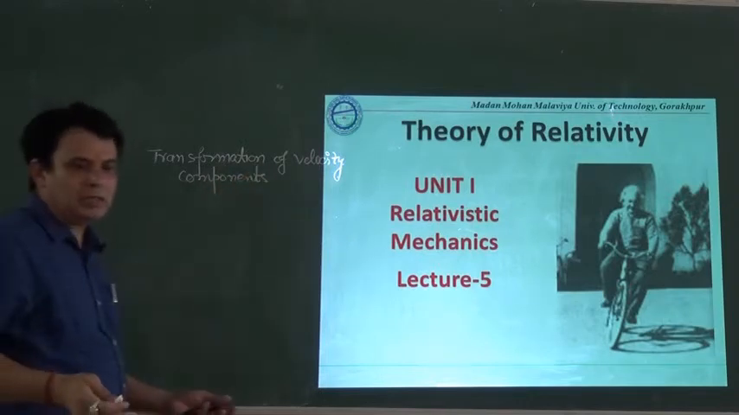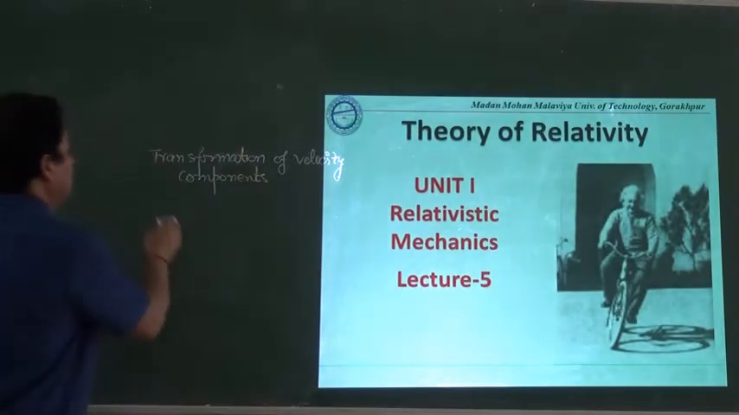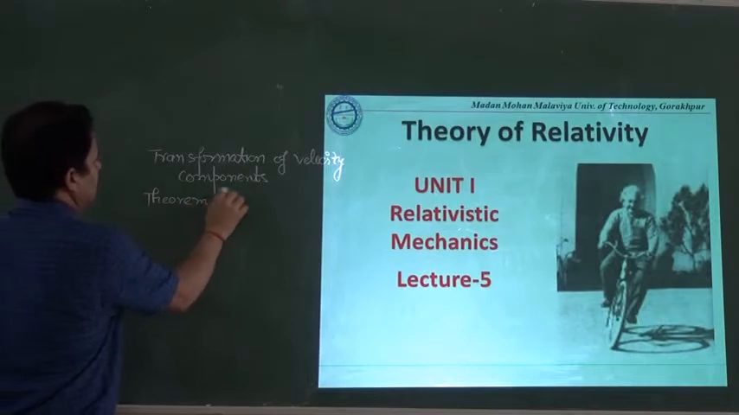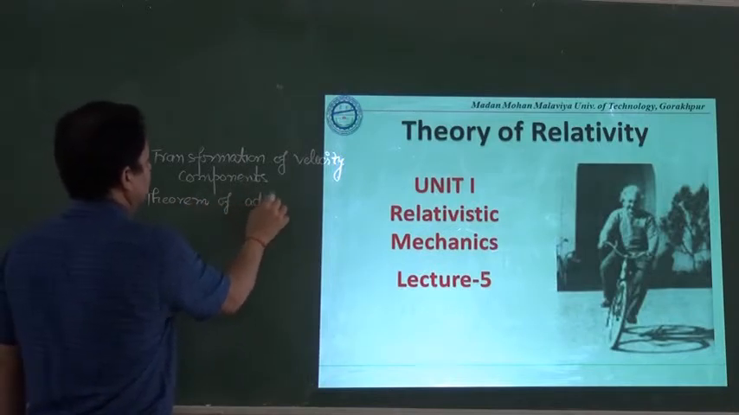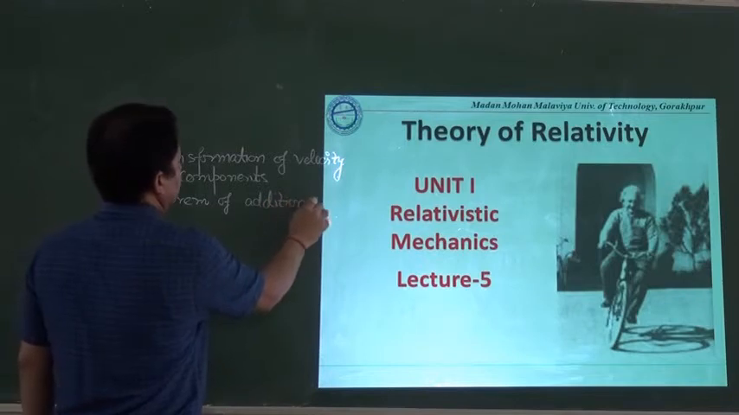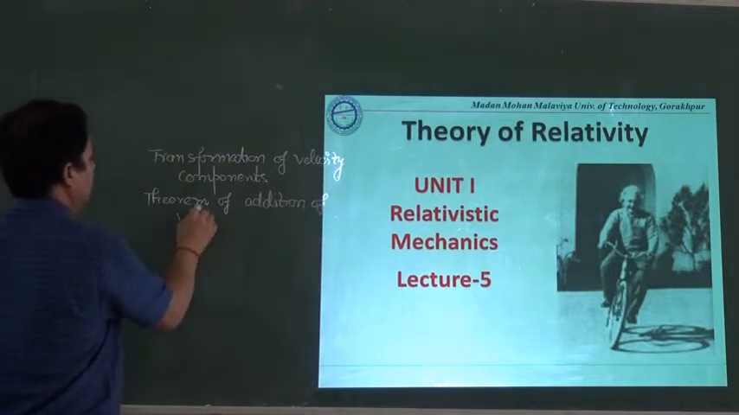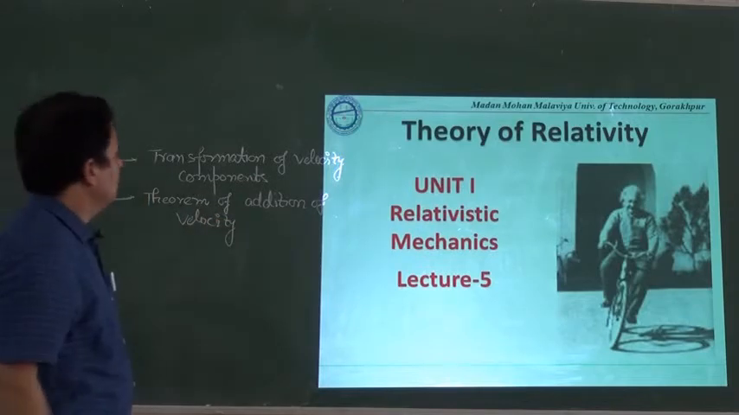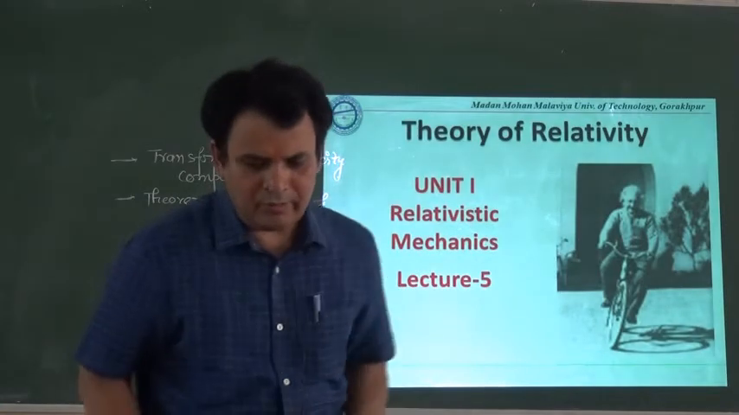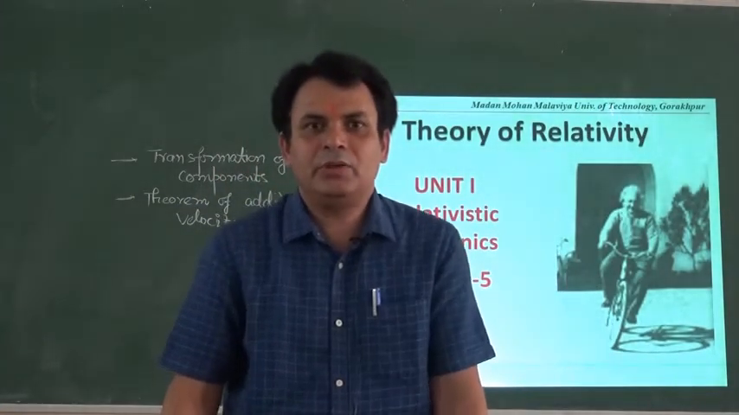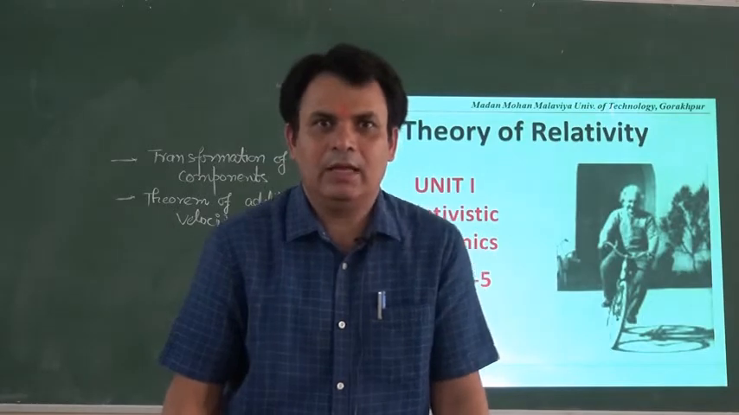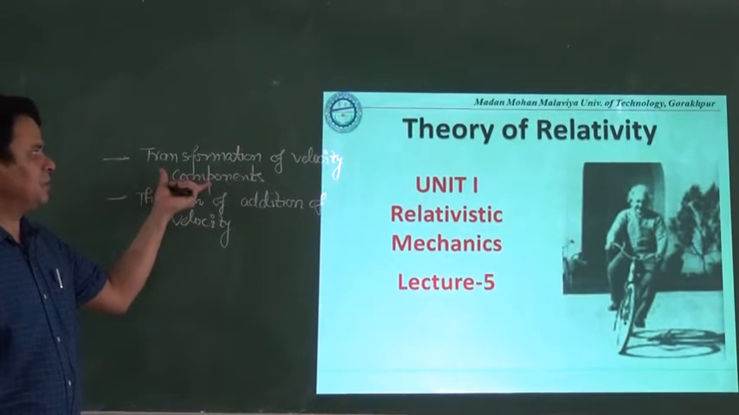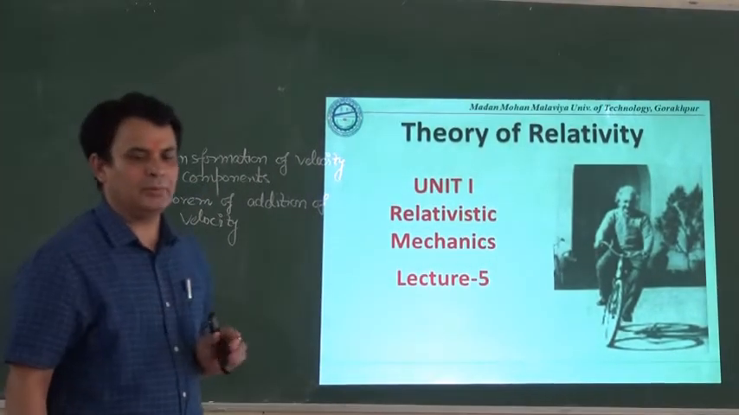Sometimes this topic is also termed as the theorem of addition of velocities. We will also justify how the speed of light is constant, and that we will see on the basis of these transformation equations related to the velocity component.